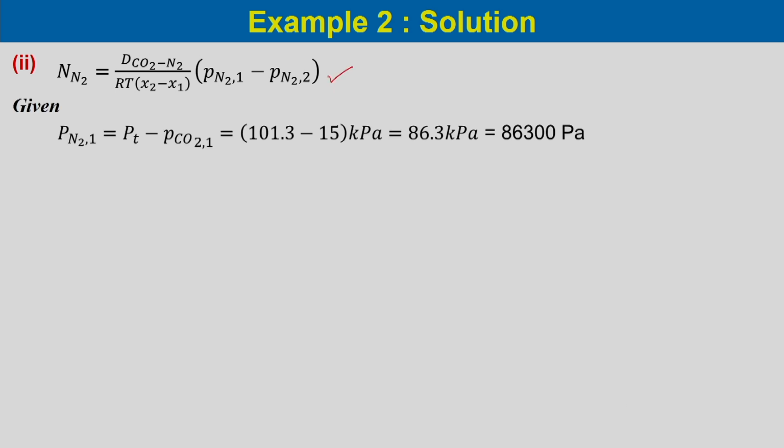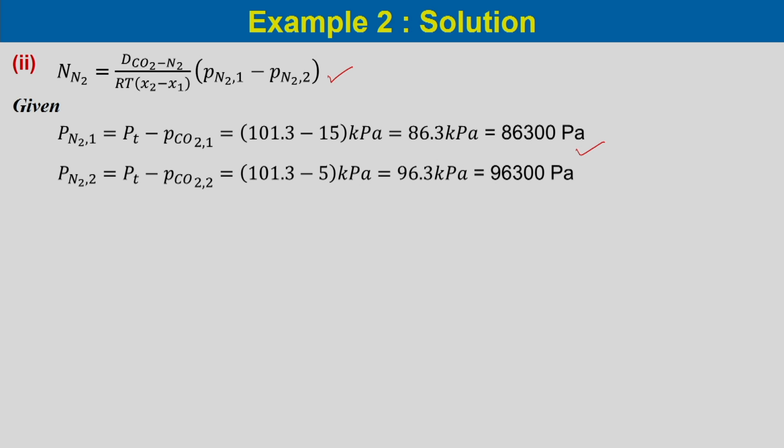Now, let us calculate for nitrogen using the similar equations. It is D_CO2-N2 by RT (x2 minus x1) into the partial pressure of N2 at 1 minus partial pressure of N2 at 2. So, the data for P_N2 at 1 is Pt minus P_CO2 at 1, which is equal to 101.3 minus 15 kilopascal. So, which is around 86.3 kilopascal, which is 86,300 pascal.